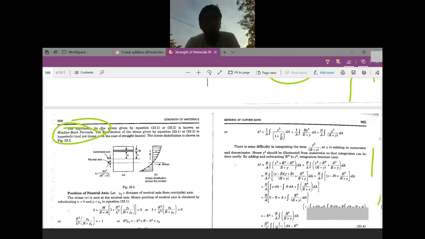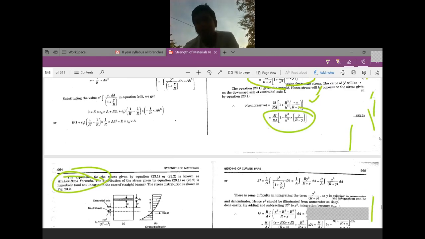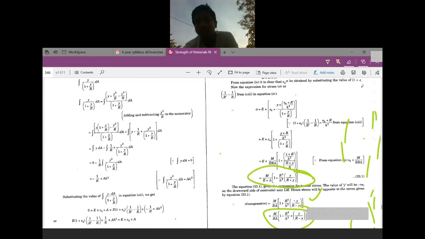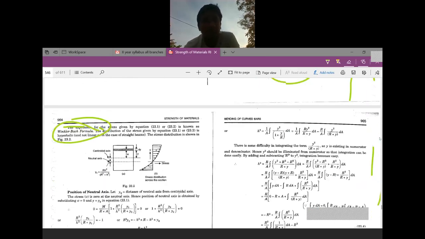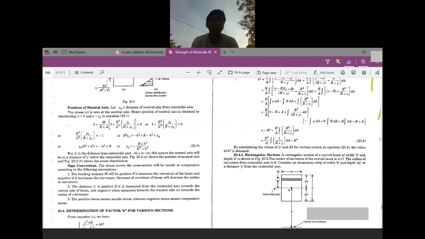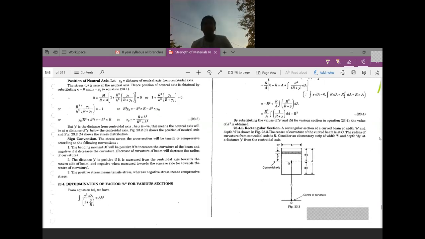I will ask in the 2 mark sums: write Winkler's Bach formula. Then you have to write this formula: tensile stress and compressive stress, sigma tensile and sigma compressive. Then here you have a determination of factor h for various sections.